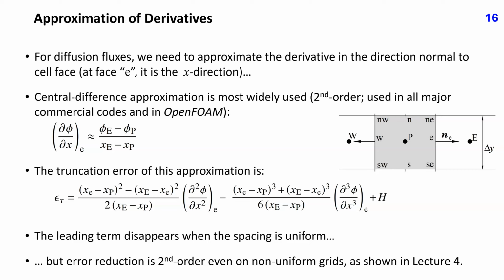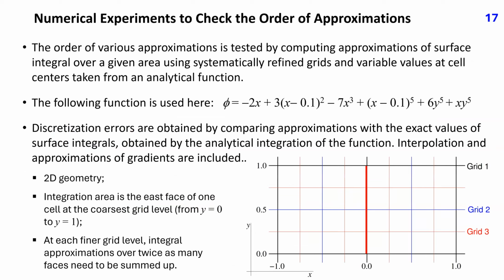The variable value at phase center E needs to be obtained by at least second order interpolation. It can be conveniently implemented using the deferred correction approach. Let us now perform some numerical experiments to test the order of various approximations.